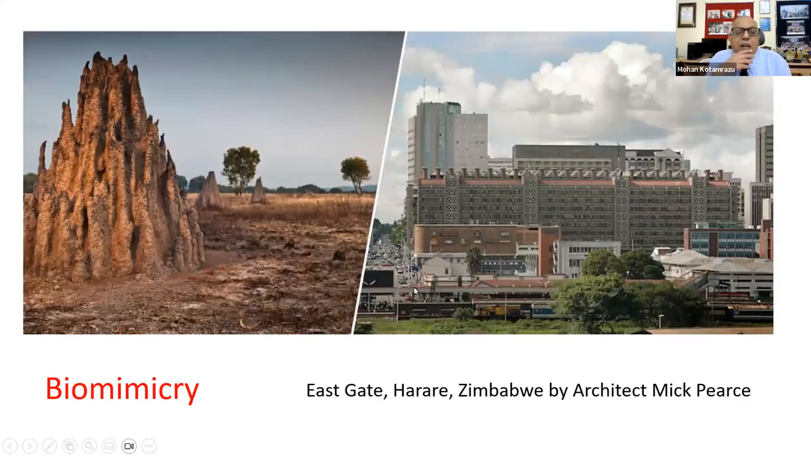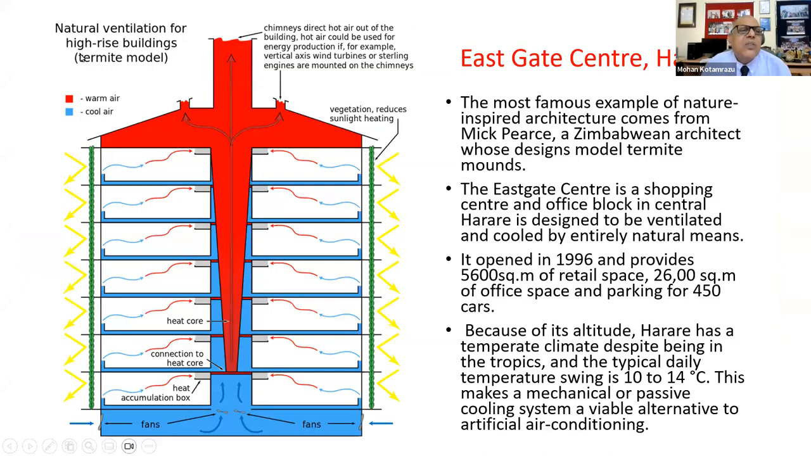Now this is the Eastgate Harare complex in Zimbabwe. The architect Mick Pierce is a Zimbabwean architect. When he was playing golf, he observed a termite mound, on the left-hand side, and got inspired to design this Eastgate complex. It is a big shopping complex, and this entire complex doesn't have air conditioning, or has only minimal air conditioning. The whole building depends on natural ventilation, and it follows the termite model.